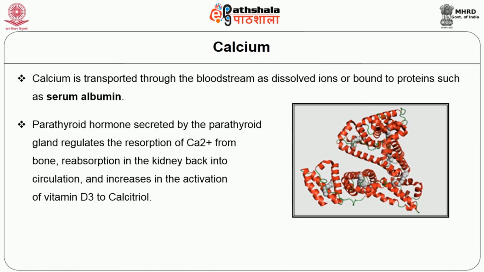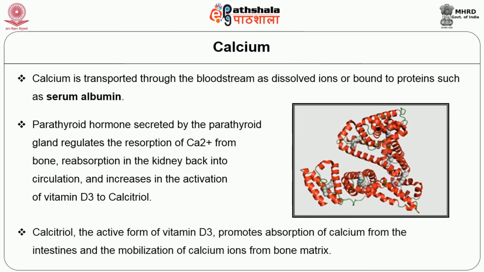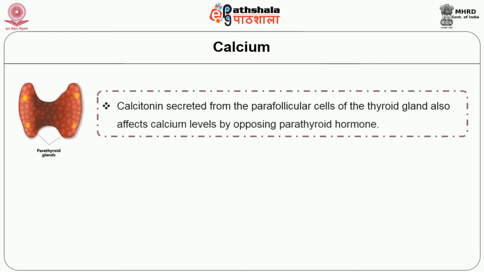Parathyroid hormone secreted by the parathyroid gland regulates the resorption of calcium from bone, reabsorption in the kidney back into the circulation, and increases the activation of vitamin D3 to calcitriol. Calcitriol, the active form of vitamin D3, promotes absorption of calcium from the intestines and the mobilization of calcium ions from the bone matrix. Calcitonin secreted from the parafollicular cells of the thyroid gland also affects the calcium levels by opposing parathyroid hormone.